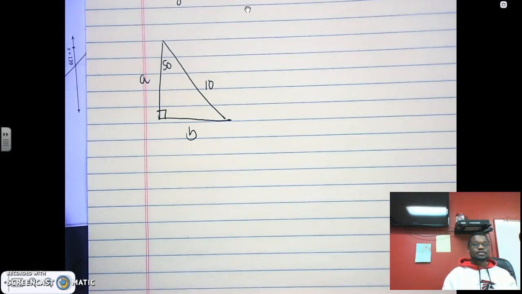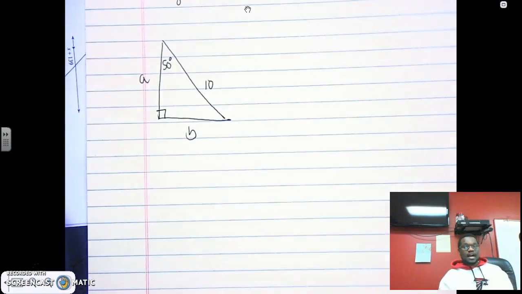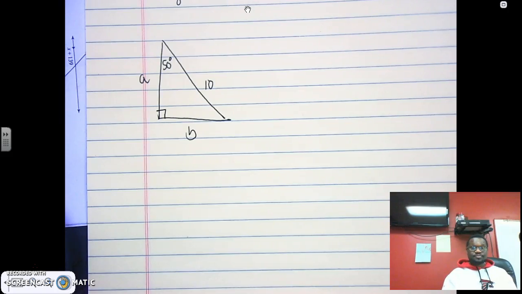You can use any one of them on any given problem based on what you know and what you're trying to find out. In this particular example, I need to find A and B. Let's look at what I know. I know that this angle right here is 50 degrees. I know that my hypotenuse is 10, and I need to find A and B.